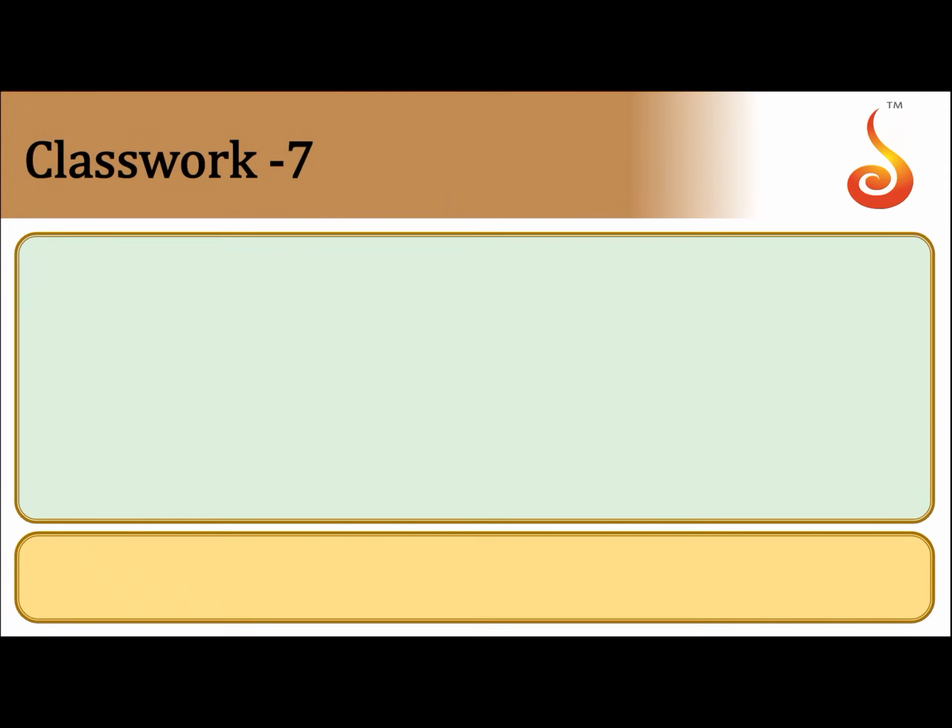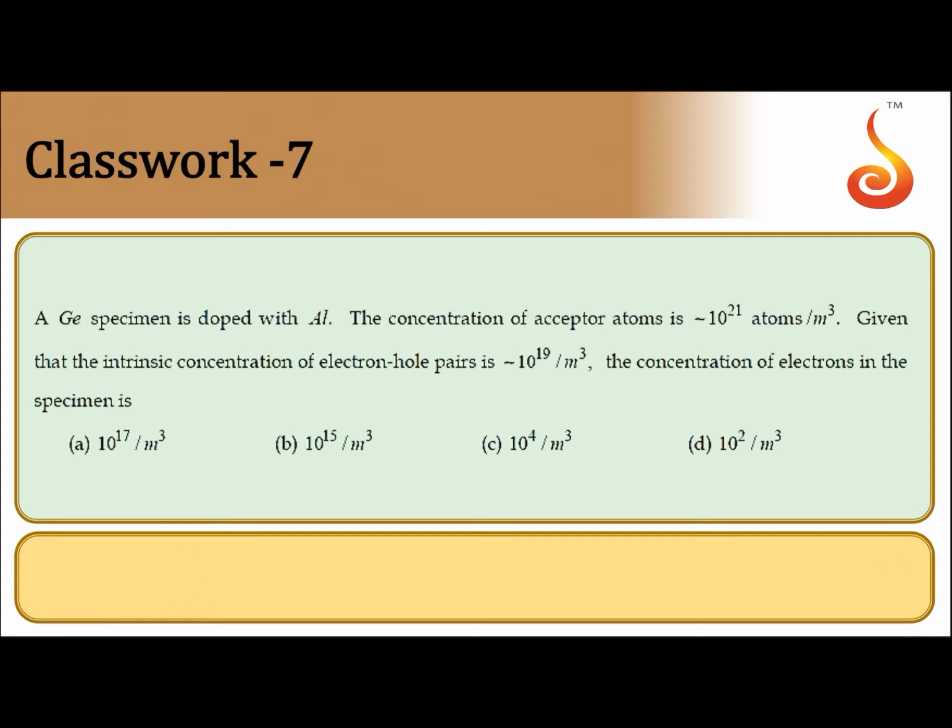Shall move on to next one. A germanium specimen is doped with aluminum. The concentration of acceptor atoms is 10 to the power 21 per meter cube. Given that intrinsic concentration of electron hole pairs is 10 to the power 19 per meter cube, concentration of electrons in the specimen is, see, acceptor atoms is this much, means this is the hole concentration.